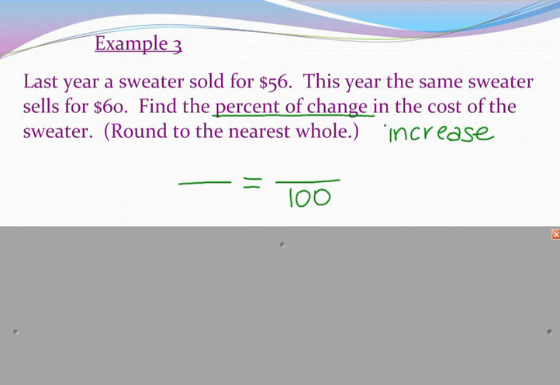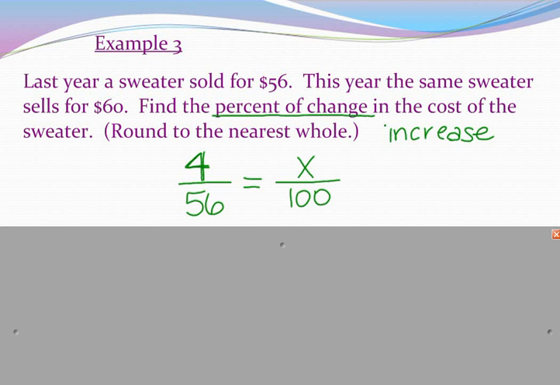The change here, well, it went from 56 up to 60. You can even count that and find out that it's 4. You have to find the change or you're not going to get this problem correct. Originally, that's the last year price, it sold for 56. If you don't put 56 on the bottom, you're not going to end up with the correct answer.